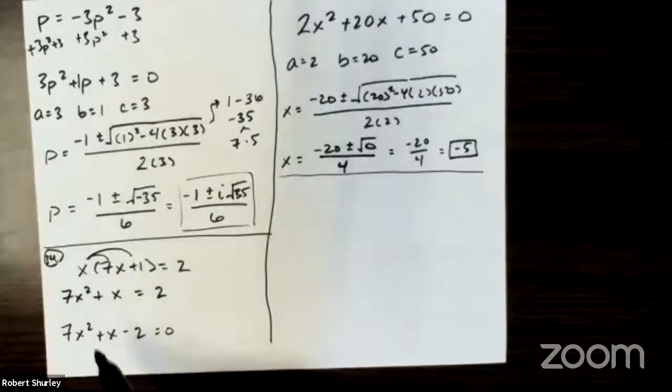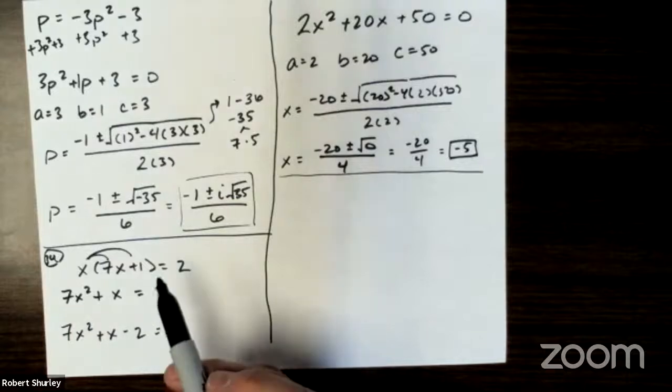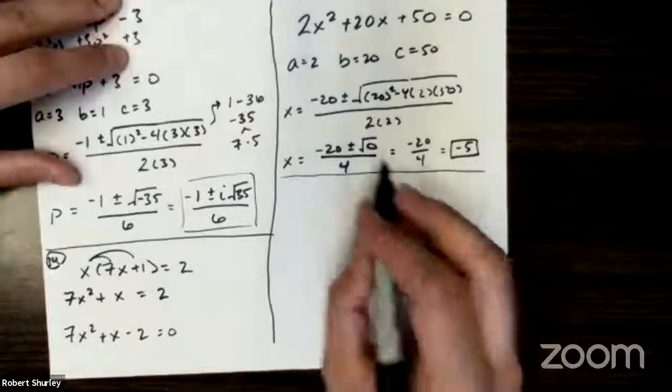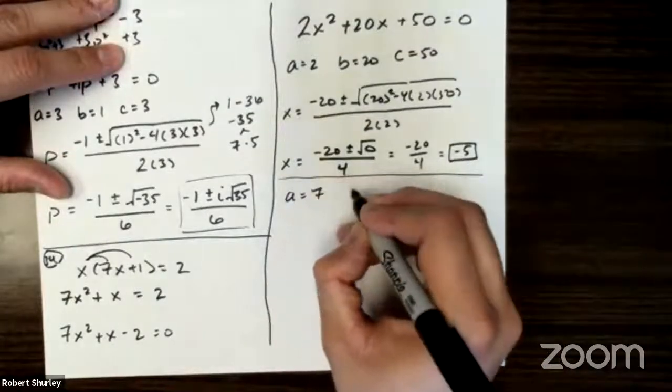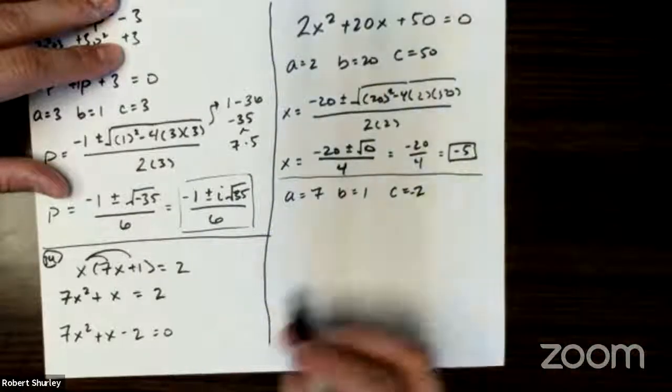So now we're going to start here. Hit pause again and see if you can run through this one and get the right answer. Okay, so a equals 7, b equals 1, and c equals negative 2 here. Be careful on that one.